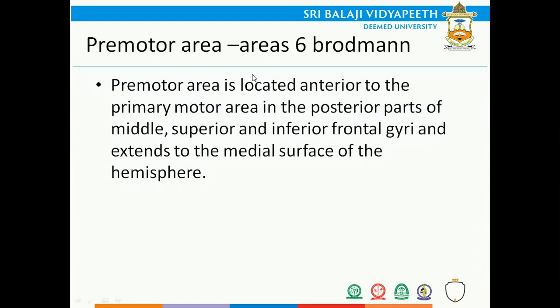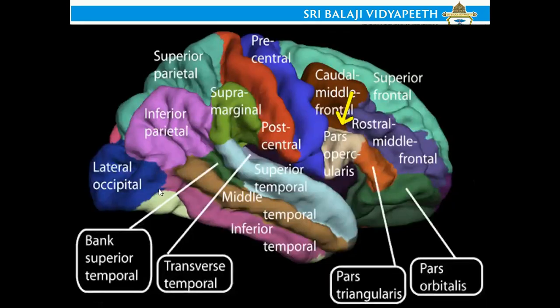Now the premotor cortex, area number 6 in Brodmann's classification. The premotor cortex is the area seen anterior to the motor cortex, in the posterior parts of the superior, middle, and inferior frontal gyri, and it extends onto the medial surface of the hemisphere. So the premotor cortex is the region seen in front of, or anterior to, the primary motor cortex.